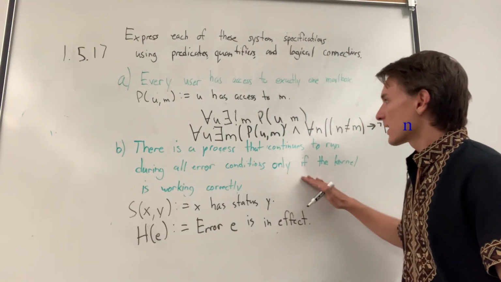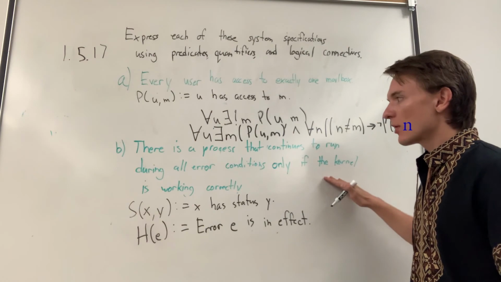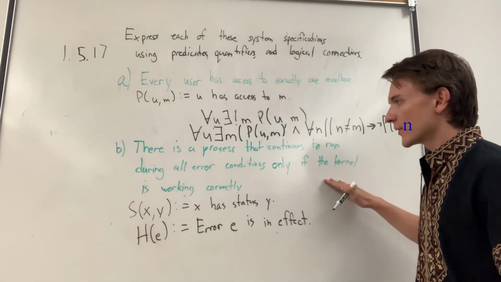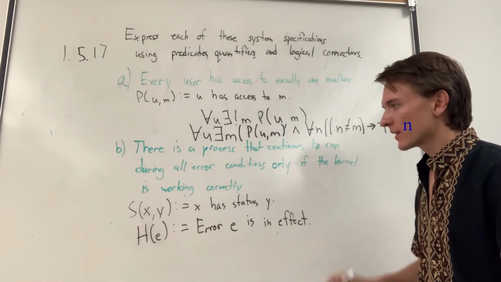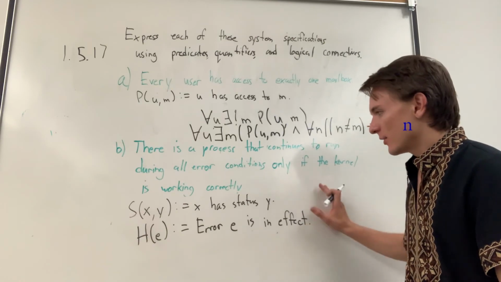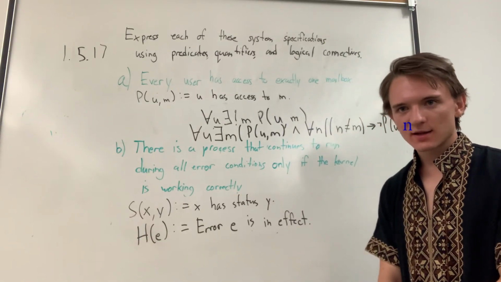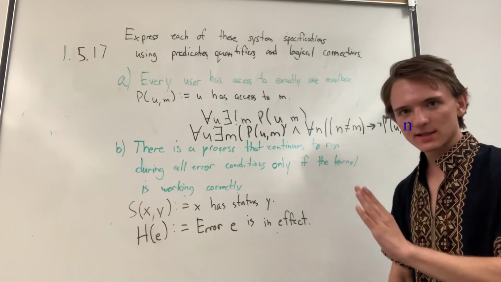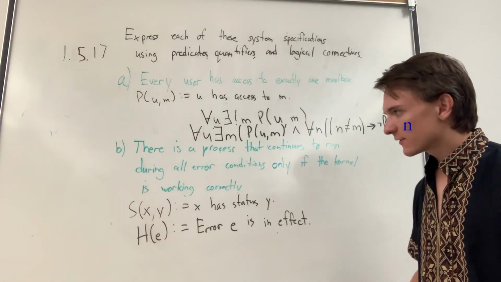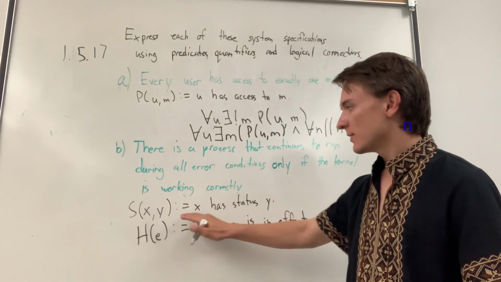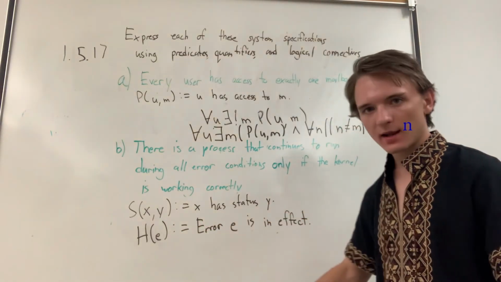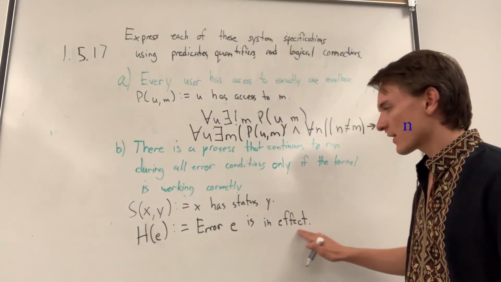There is a process that continues to run during all error conditions only if the kernel is working correctly. So for this one, I already went ahead and wrote the predicates. There are many ways we could have crafted our predicates to arrive at some solution, but I think this is the easiest way. Let's define S(x, y) to be x has status y, and H(e) to be error e is in effect.